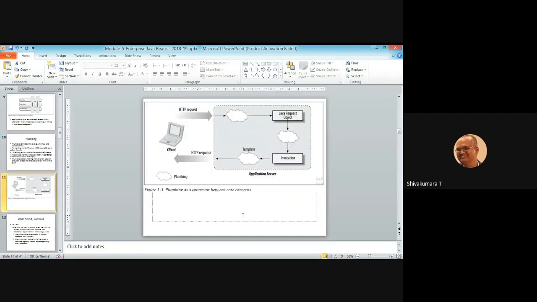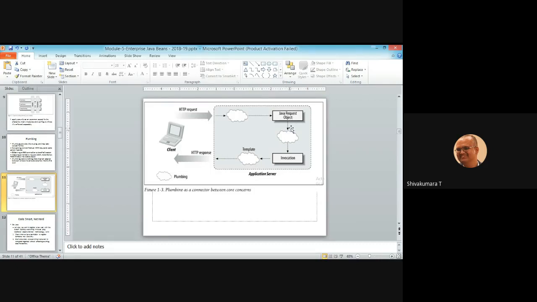So one example you can look into here: an HTTP request goes to a cloud service or internet service. We can think of it as the internet. Then the Java request object, you are going to generate from the action you are providing. So the HTTP request you are sending is handled here with the help of the request object.